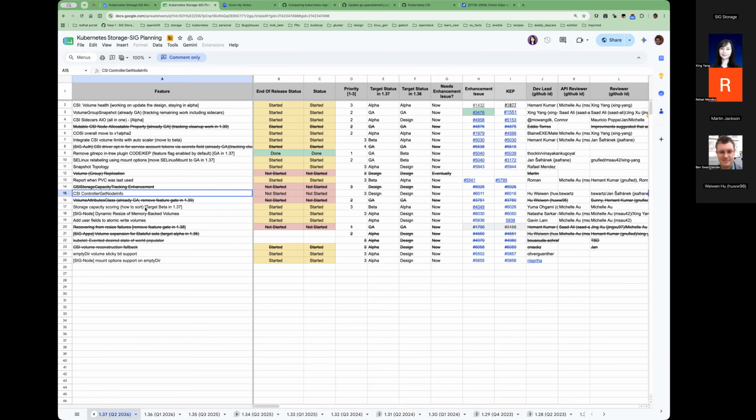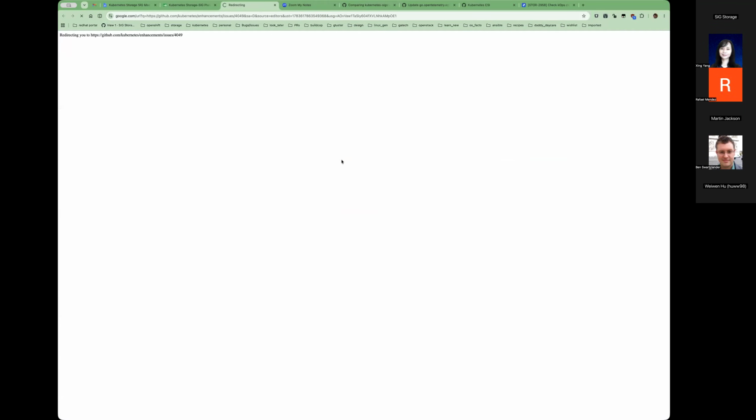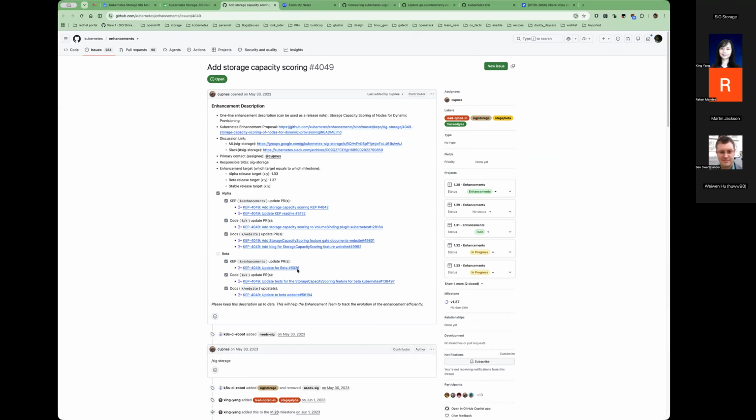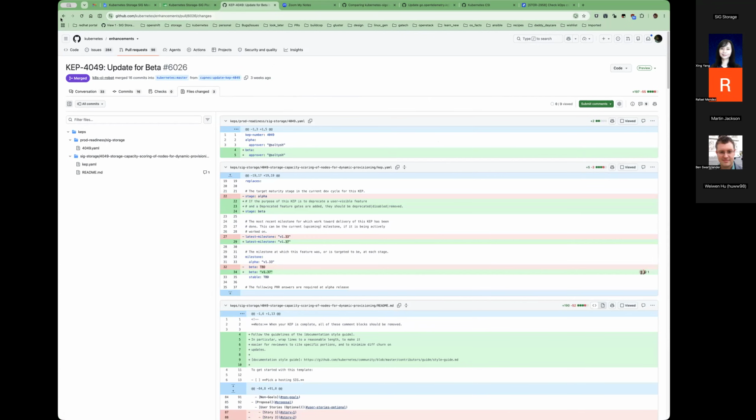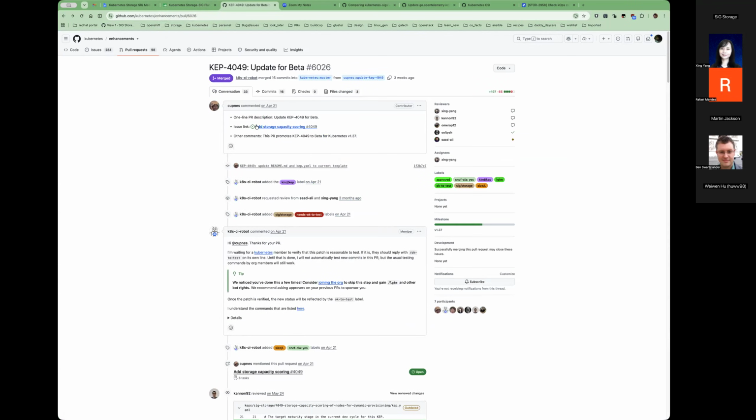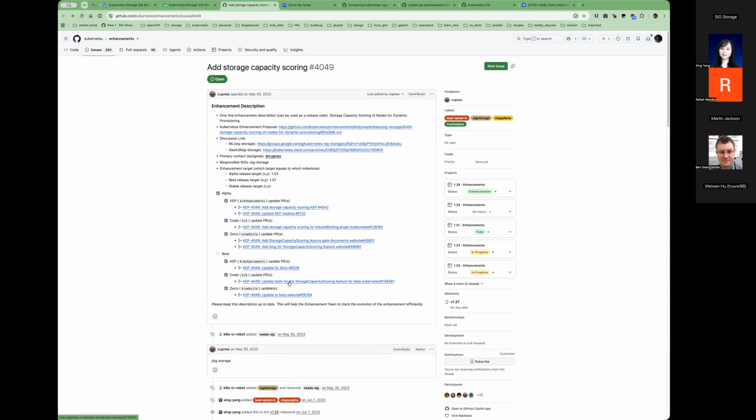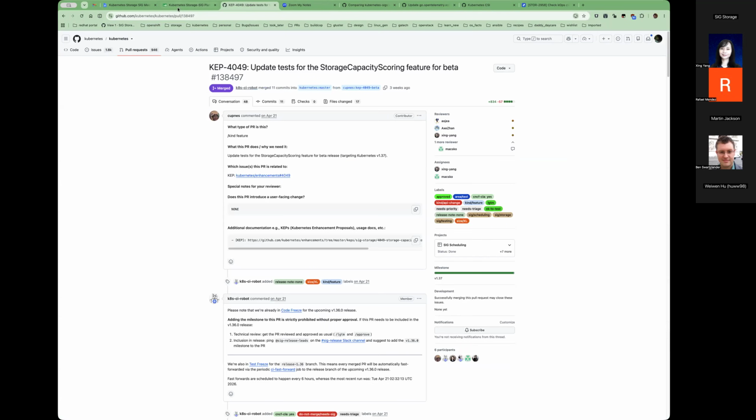All right. The next one is storage capacity scoring. It was targeting beta. Do we have any updates? I think this one is mostly done. The code is already merged. I think it's the doc that I already reviewed, and I gave it a good to me. I don't know if it's merged yet, but from our side, the doc looks good. Okay, so we are done actually for this one. I was updating the previous one still.